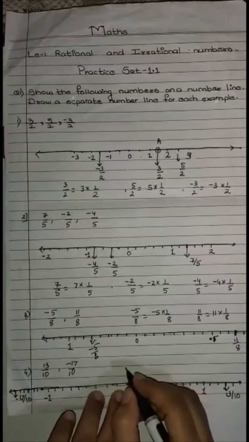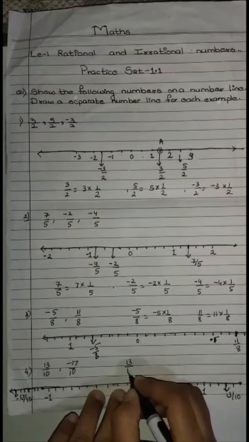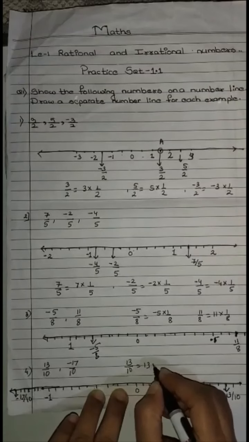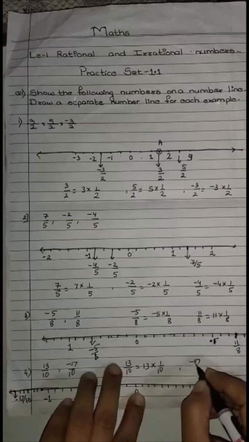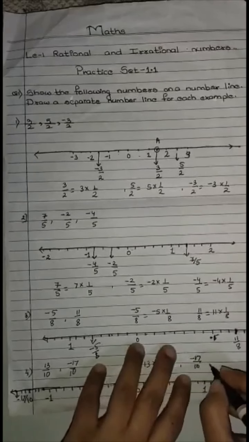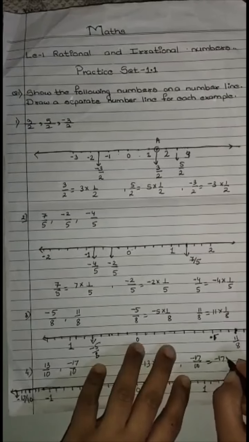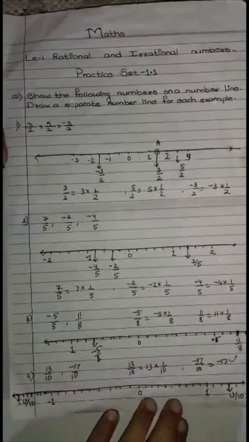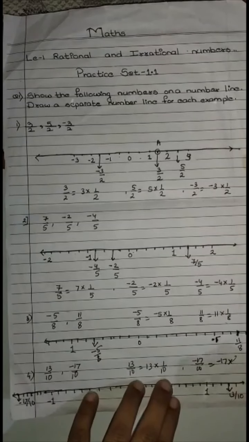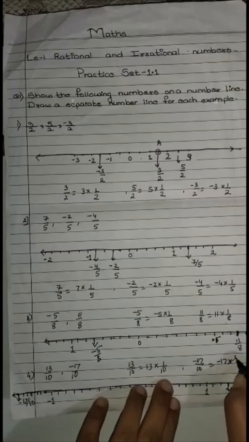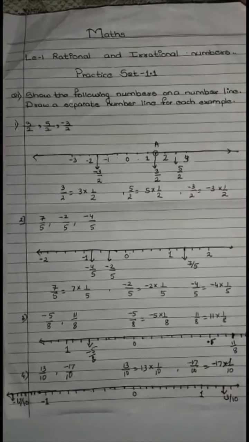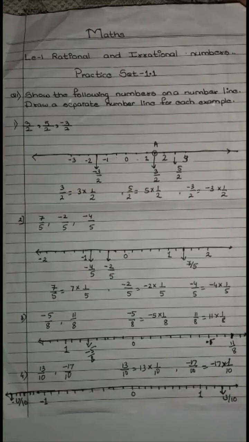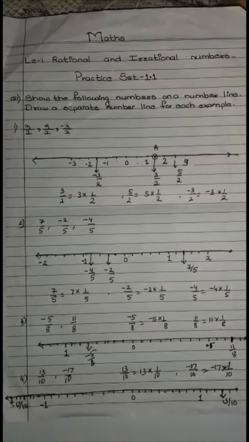Okay, now 13 upon 10 you can write it as 13 into 1 upon 10, and minus 17 upon 10 you can write it as minus 17 into 1 upon 10. Okay, students, I hope you understood this concept. This concept is very easy.